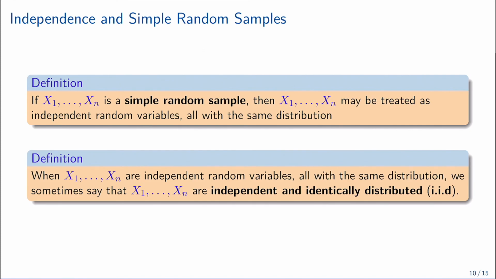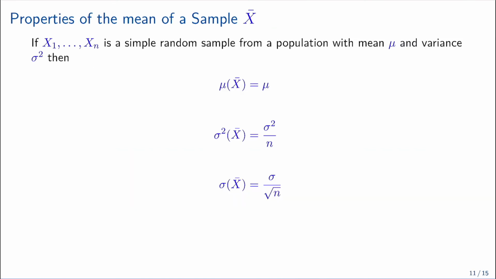Independence and simple random samples. So these are a couple of definitions to finish with this section. If x1 to xn is a simple random sample, then x1 to xn may be treated as independent random variables, all with the same distribution. Also, when x1 to xn are independent random variables, all with the same distribution, we sometimes call x1 to xn independent and identically distributed.